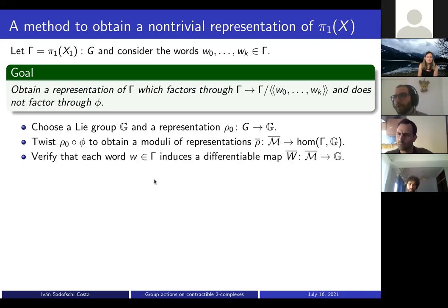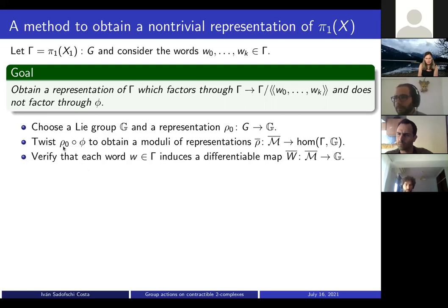And this compatibility between closed representations is the following. Each word W in gamma must induce a differentiable map from M bar to G simply by evaluating the representation on this word.